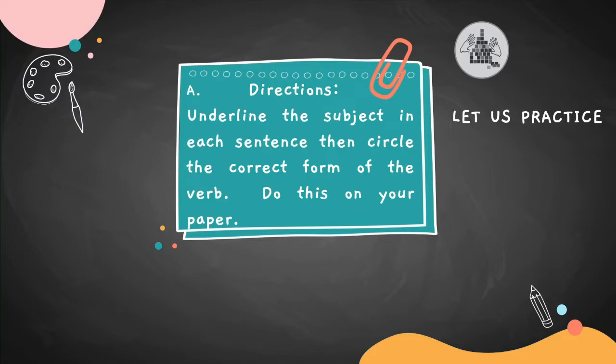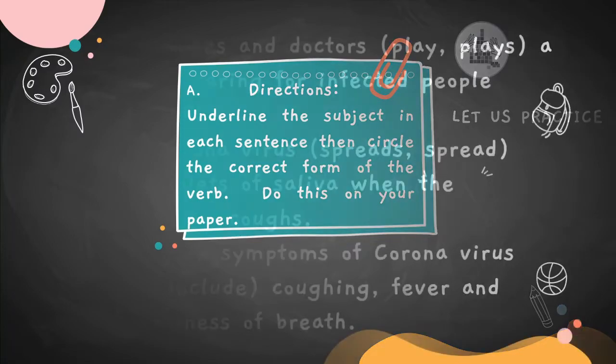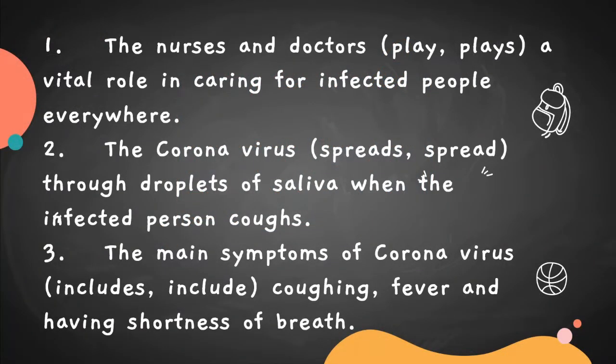Let's have directions. Underline the subject in each sentence. Then circle the correct form of the verb. Let's proceed. Do this on your paper. Okay, number 1. The nurses and doctors play or plays a vital role in caring for infected people everywhere. Number 2, the coronavirus spreads or spread through droplets of saliva when the infected person coughs.